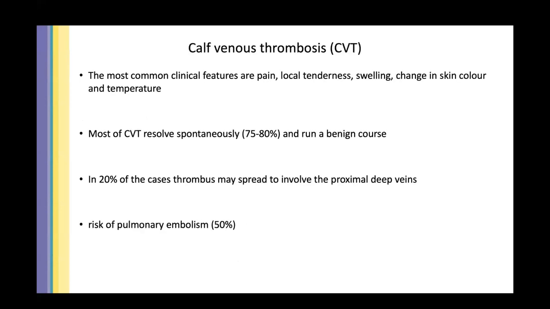For the calf DVT, it would normally occur within the legs. About 20% of women would have this. It may be easy to pick because you see obvious changes in the limbs and the skin and the temperature. The diameter of the limbs might be different.